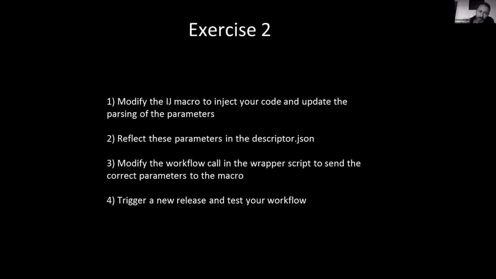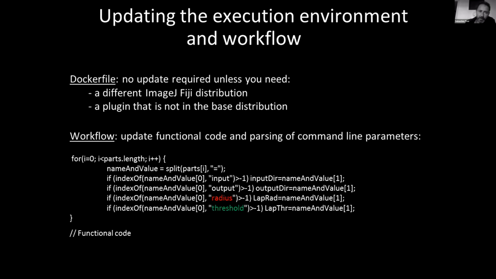Then we will have to make a slight modification to the Python wrapper script to also reflect this change of parameters, okay? But it's really like one line to change. And then finally, we will trigger a new release of the workflow, just by creating a new release on GitHub, and then this version will automatically show up in BIAFLOWS, this time with your own code, okay? So if it's not clear, please interrupt me. I will go on with what should be modified in the files.